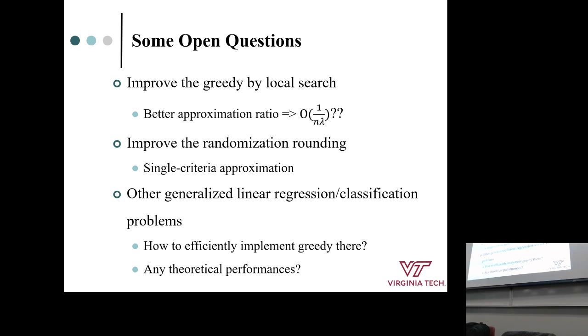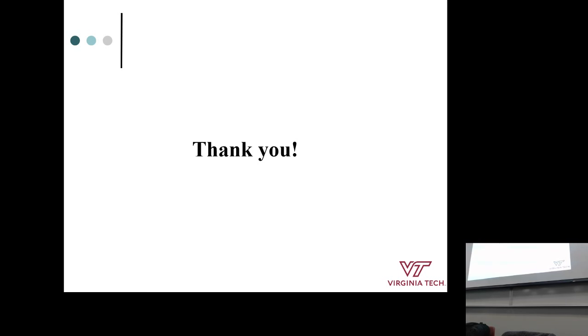The reason is that here we use a closed form solution for this ridge regression. But for these different models, we don't have that. Which also gives us difficulty in investigating the performance guarantees. So these are all I have. Thank you for your attention.